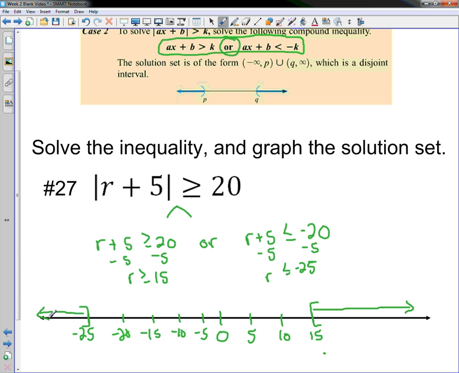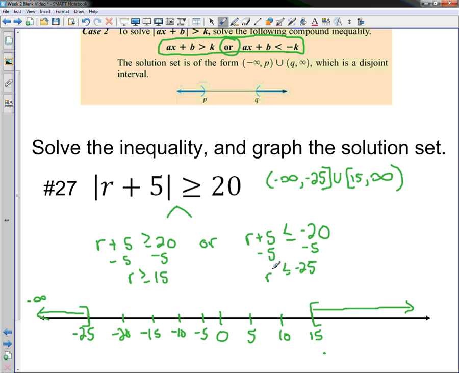This one doesn't ask us to put it into interval notation, but we definitely could. If we wanted to write this in interval notation, this one goes to negative infinity. So we have negative infinity to negative 25. We have a bracket on negative 25 with a union. Starts at 15 and goes to infinity. So it doesn't specifically ask for the notation, but we could present it.